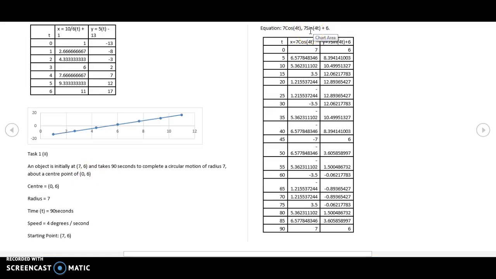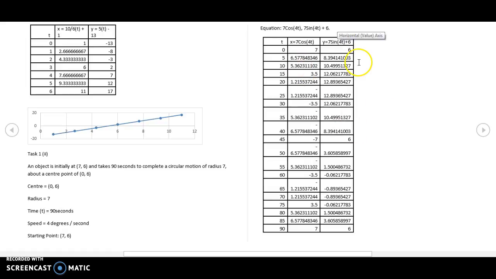And then 7 sine, 7 again for the radius, and then 4t for the same reason as over here for the speed, and then plus 6 will give us the center of 0 and 6, because there's 0 out here and there's 6 out here, the y.